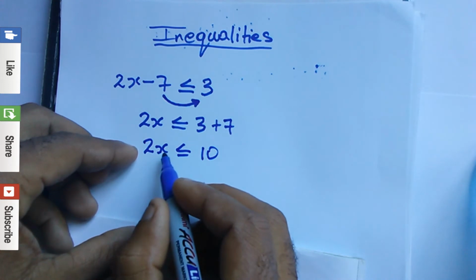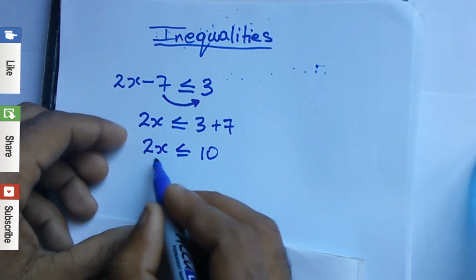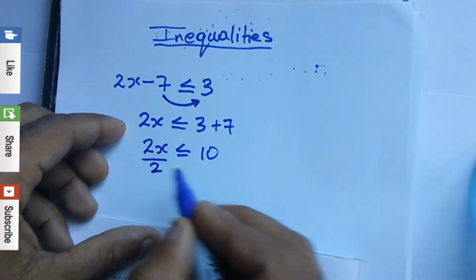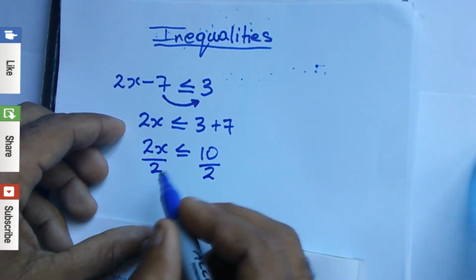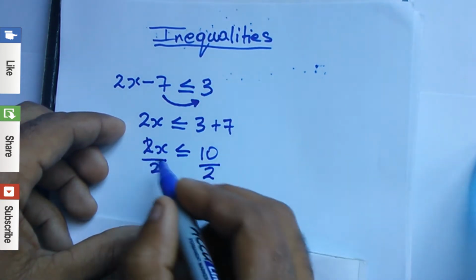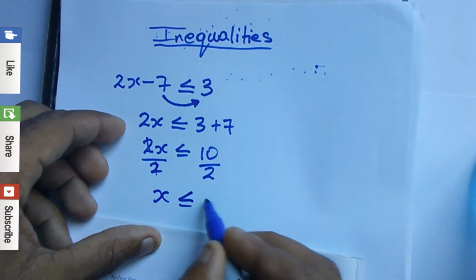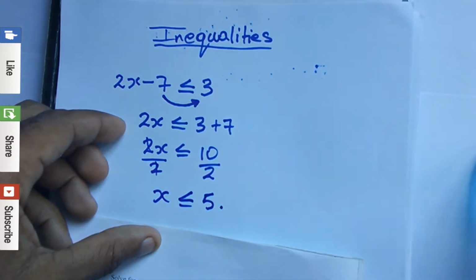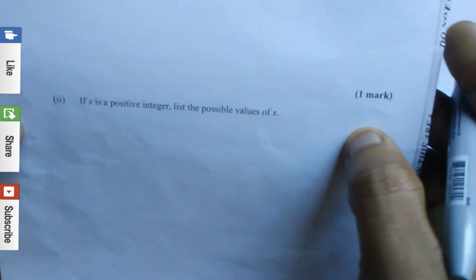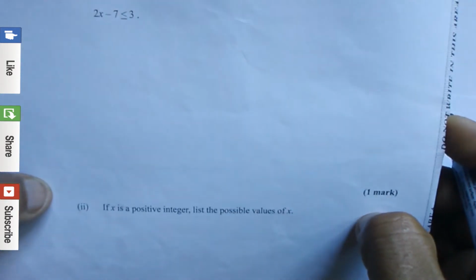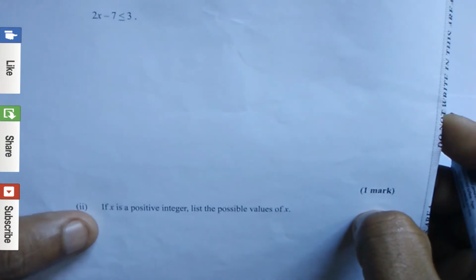Now, we're solving for x, so we're going to have to get rid of this 2 by dividing both sides by 2. Remember, anything you do on one side, do it on the other side. So 2 would cancel 2, so we would have x is less than or equal to 5. That's for 1 mark.